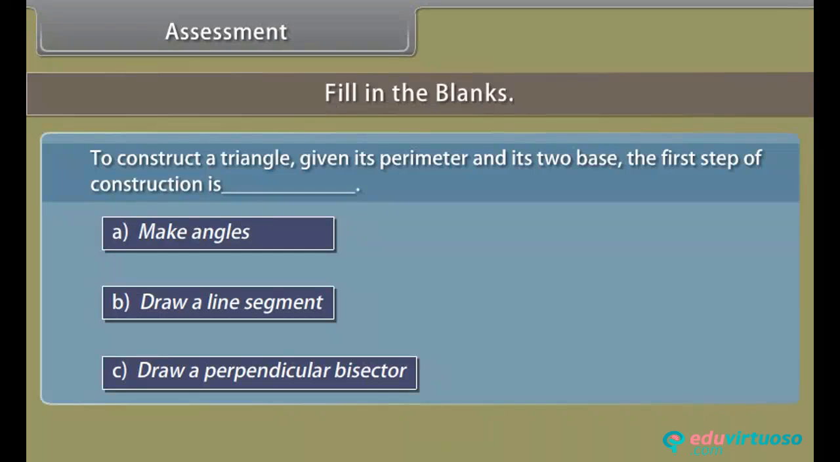Assessment. Now answer the given questions. Fill in the blanks with the correct option.